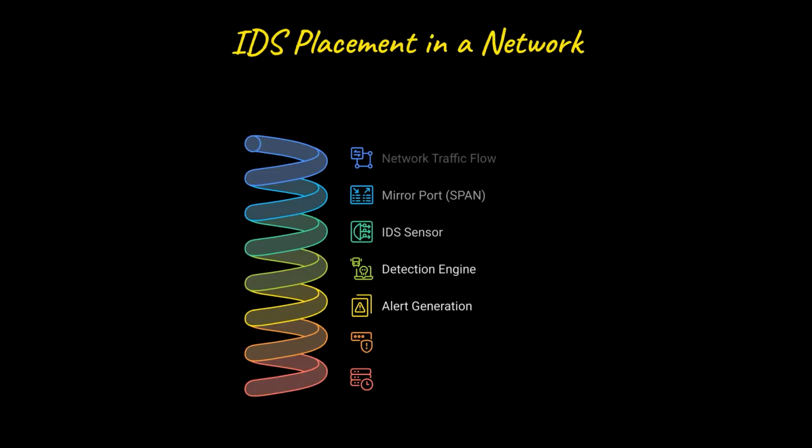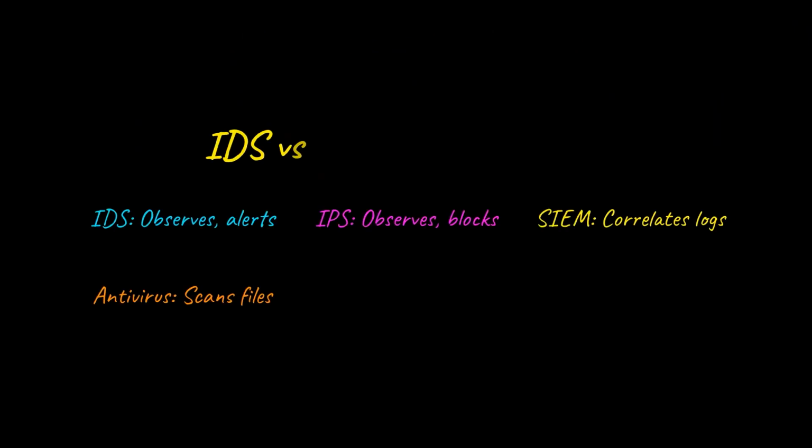In a typical deployment, the IDS sits out of band, receiving a mirrored copy of traffic rather than sitting in the direct path. This means a false positive never disrupts legitimate traffic, a key operational advantage over inline systems.